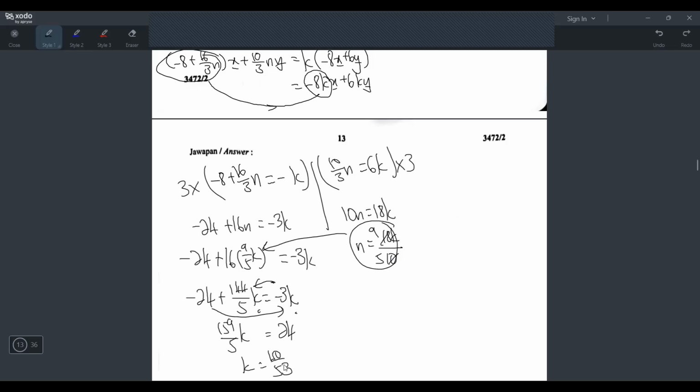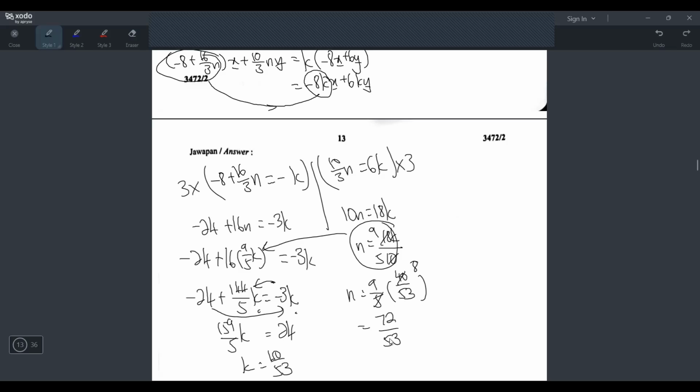They asked me to find n, right? So your n will be 9 over 5 times k, which is 40 over 53. And then now you can cut, left with 8 here. The answer is 72 over 53.